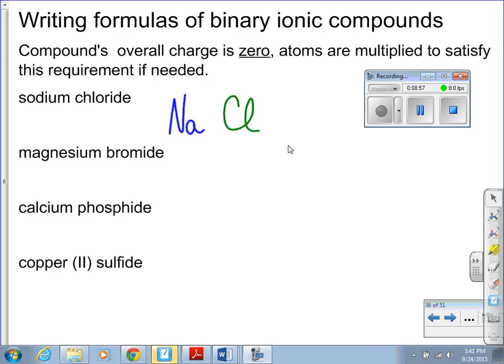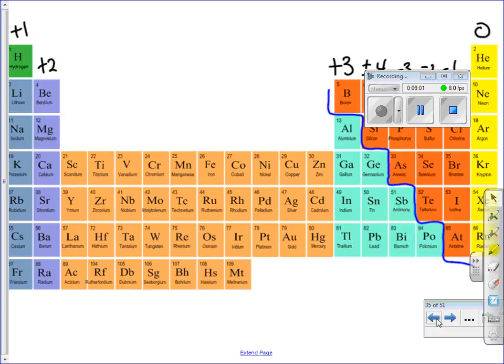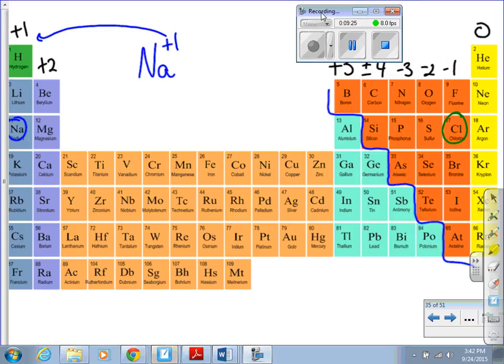And then I need to take a look at the periodic table and figure out the charges of those. So I'm actually just going to rewrite it so we can see it right here. I know that Na is a +1 charge because it tells me right here Na is in the +1 column. And chlorine is over here. Chlorine is in the -1 column. So I'm going to put chlorine as -1.